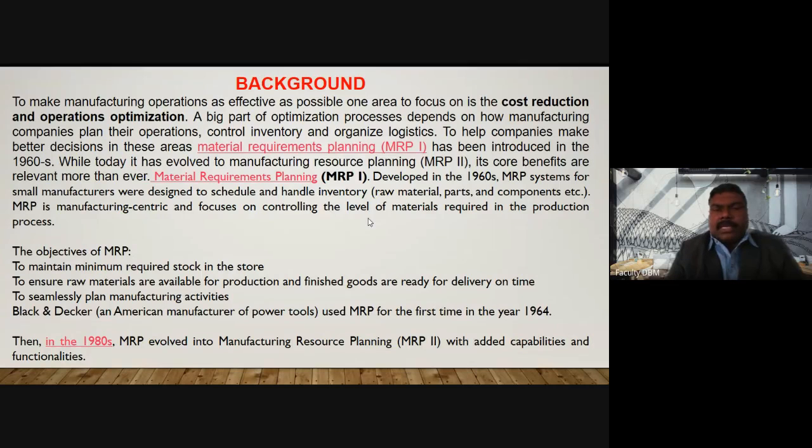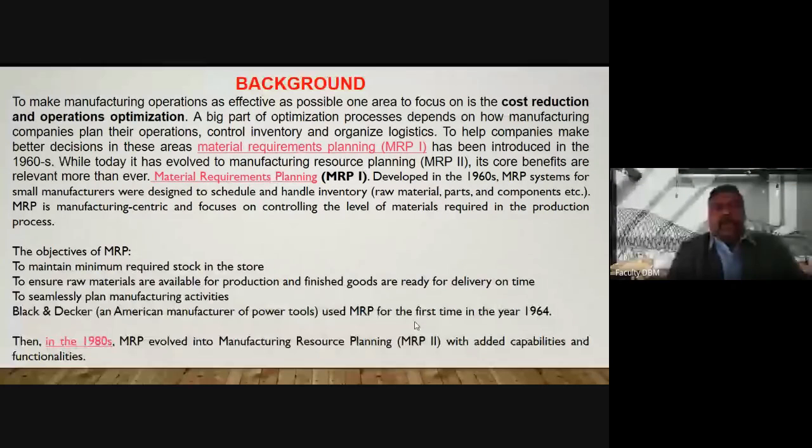A big part of optimization depends on how manufacturing companies plan their operations, control inventory, and organize logistics. To help companies make better decisions in these areas, material requirement planning, MRP1, was introduced in the 1960s. Don't get confused with this terminology. Way back in the 1960s they came out with the management of materials with MRP1. It is needed by the organization to manage materials efficiently, so way back in 1960 they got the thought to manage materials also.